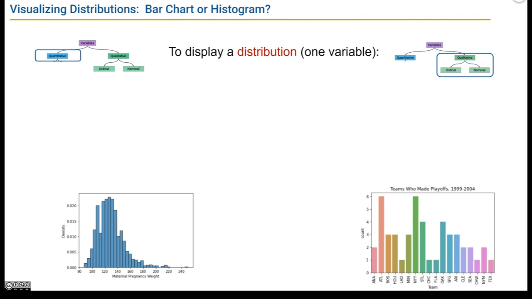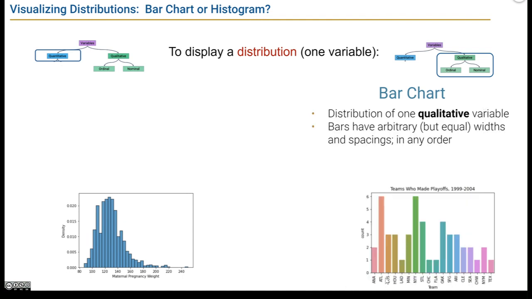Okay, so when do we use a bar chart versus a histogram? They may look the same at a quick glance, but they're really measuring different things. They're giving us information about distributions, but bar charts are specifically giving me information about qualitative variables. So in this case, the bars here are going to have arbitrary but equal widths and spacings. The order is not specified unless you have an actual ordinal variable. The height of the bars is either going to be your count, or it'll be the proportion of individuals that fall into that category.